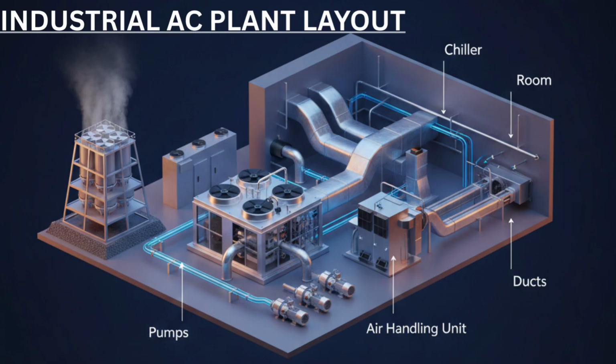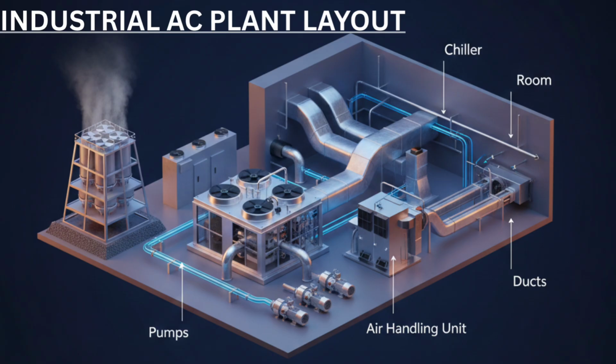Industrial AC plant layout. This slide shows a complete industrial centralized air conditioning plant. At the center, we have the chiller unit. The chiller produces chilled water. This chilled water is pumped through insulated pipes to air handling units, or AHUs.